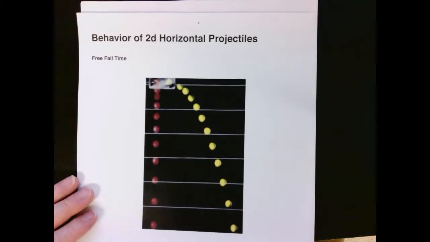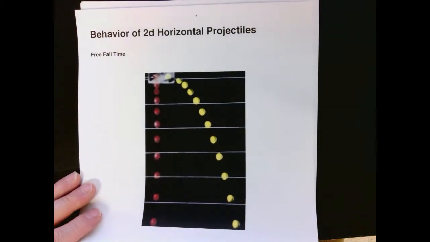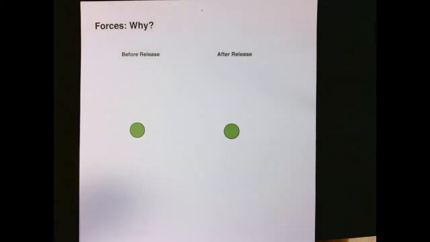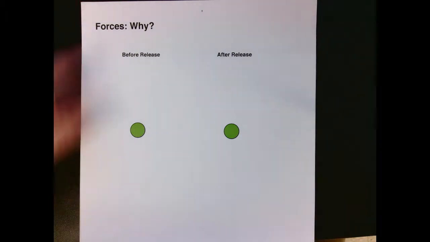This is a picture that one should probably burn into one's brain when it comes to these horizontal projectiles being launched. So you may wonder, why is it? Our misconceptions told us that something else would happen. So why does this actually occur? And the answer is forces.